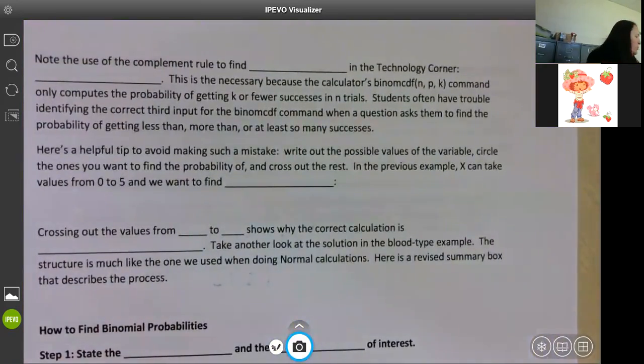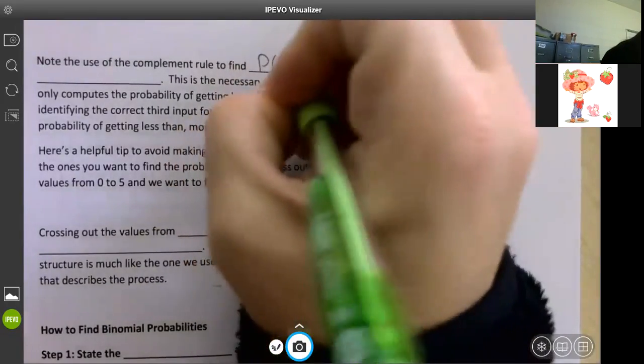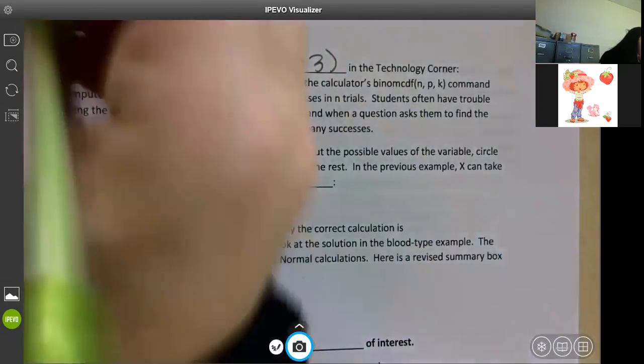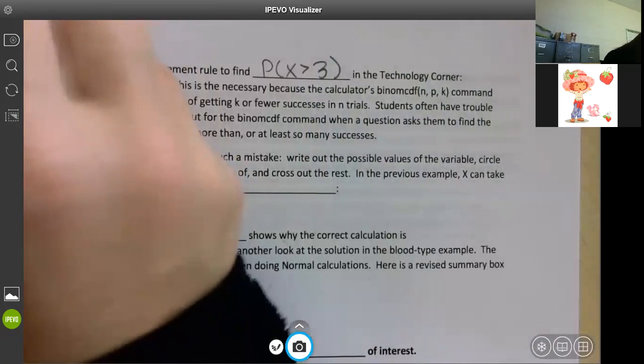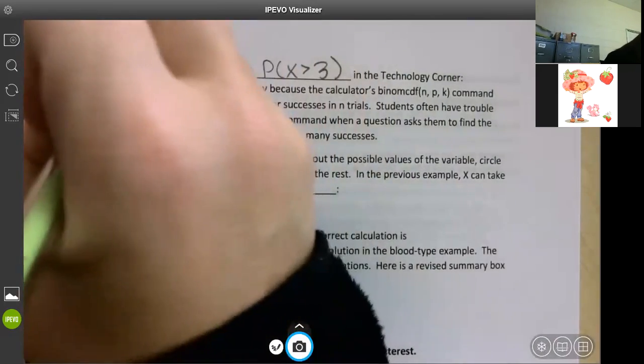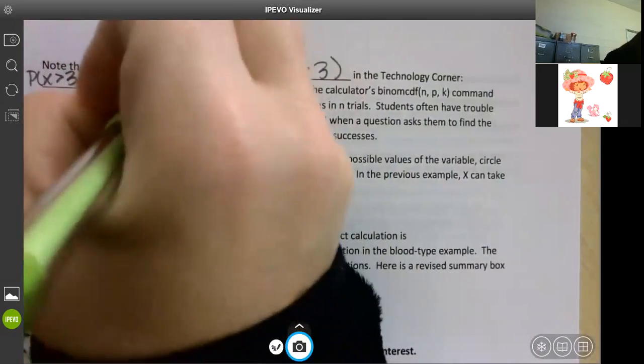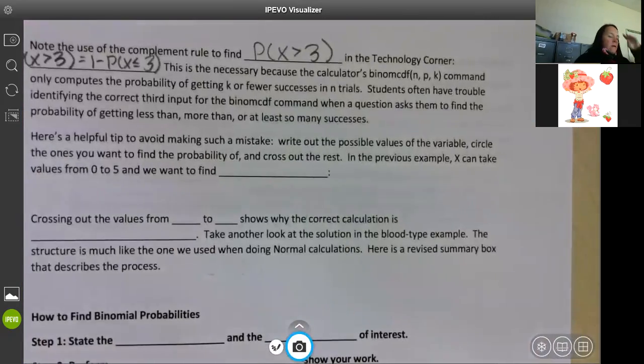Note the use of the complement rule to find the probability of x greater than 3 in the technology corner. The probability that x is greater than 3 is equal to 1 minus the probability that x is less than or equal to 3. This is necessary because the calculator's binomial CDF command only computes the probability of getting k or fewer successes in n trials. Students often have trouble identifying the correct third input for the binomial CDF command when a question asks them to find the probability of getting less than, more than, or at least so many successes. So we're going over the question that you just asked. Here's a helpful tip to avoid making such a mistake.